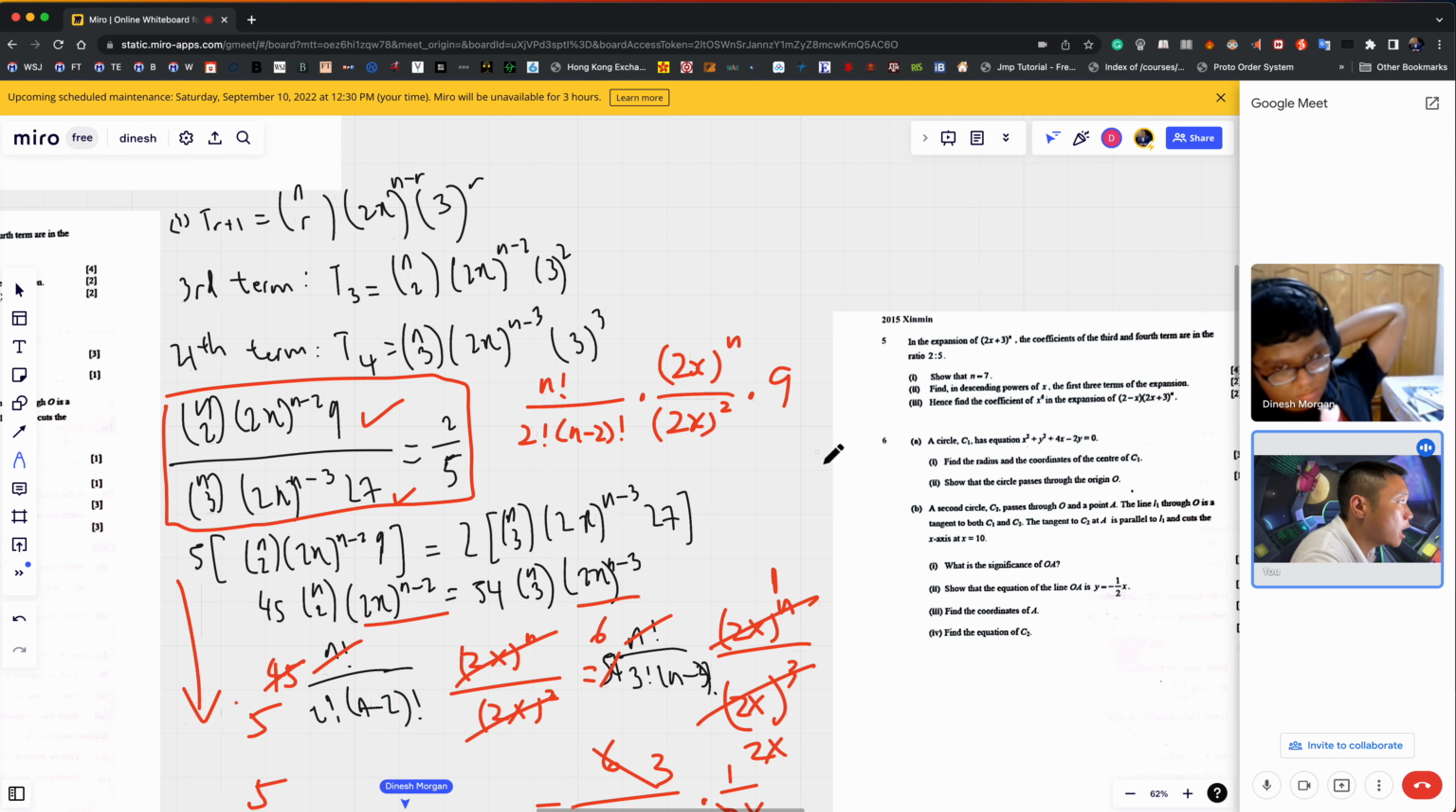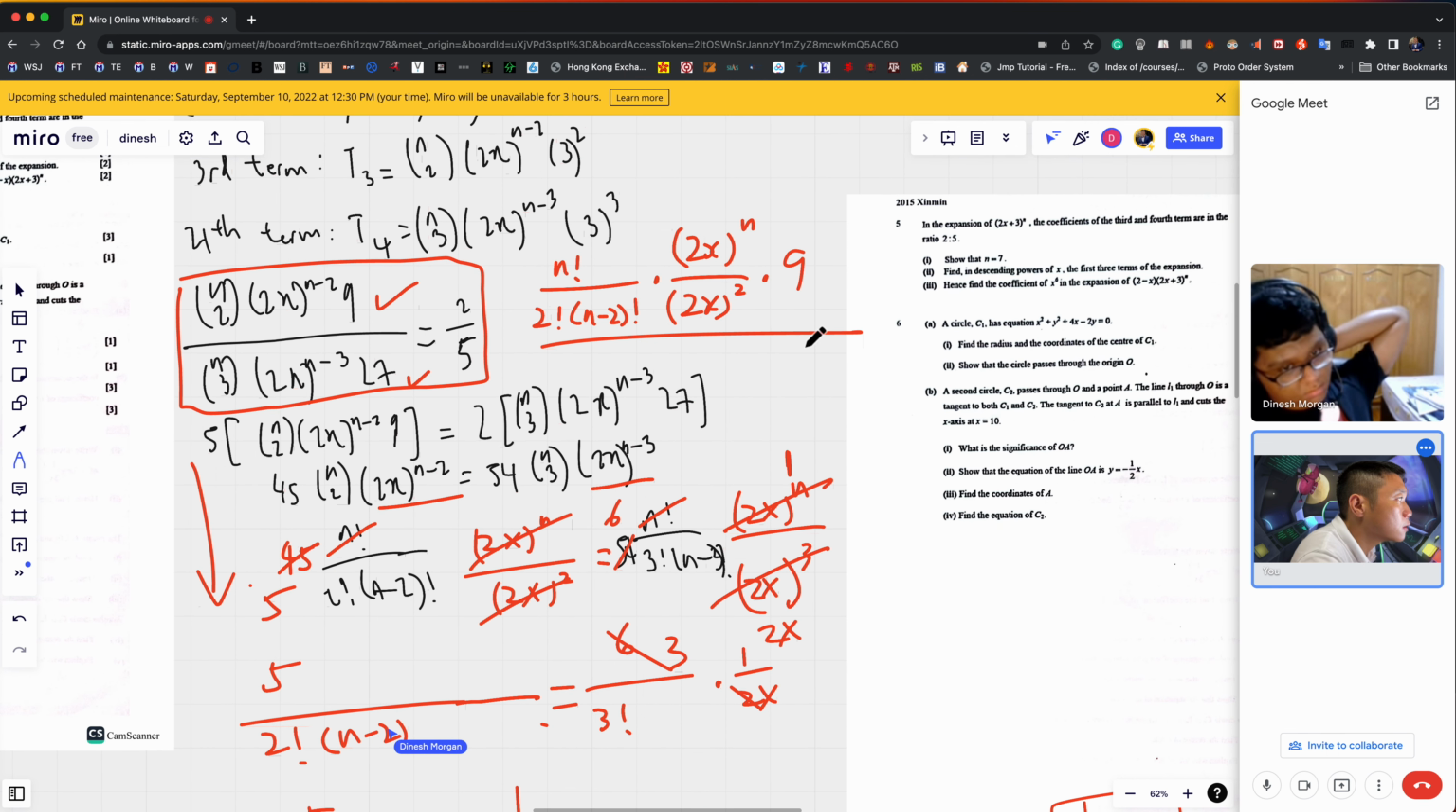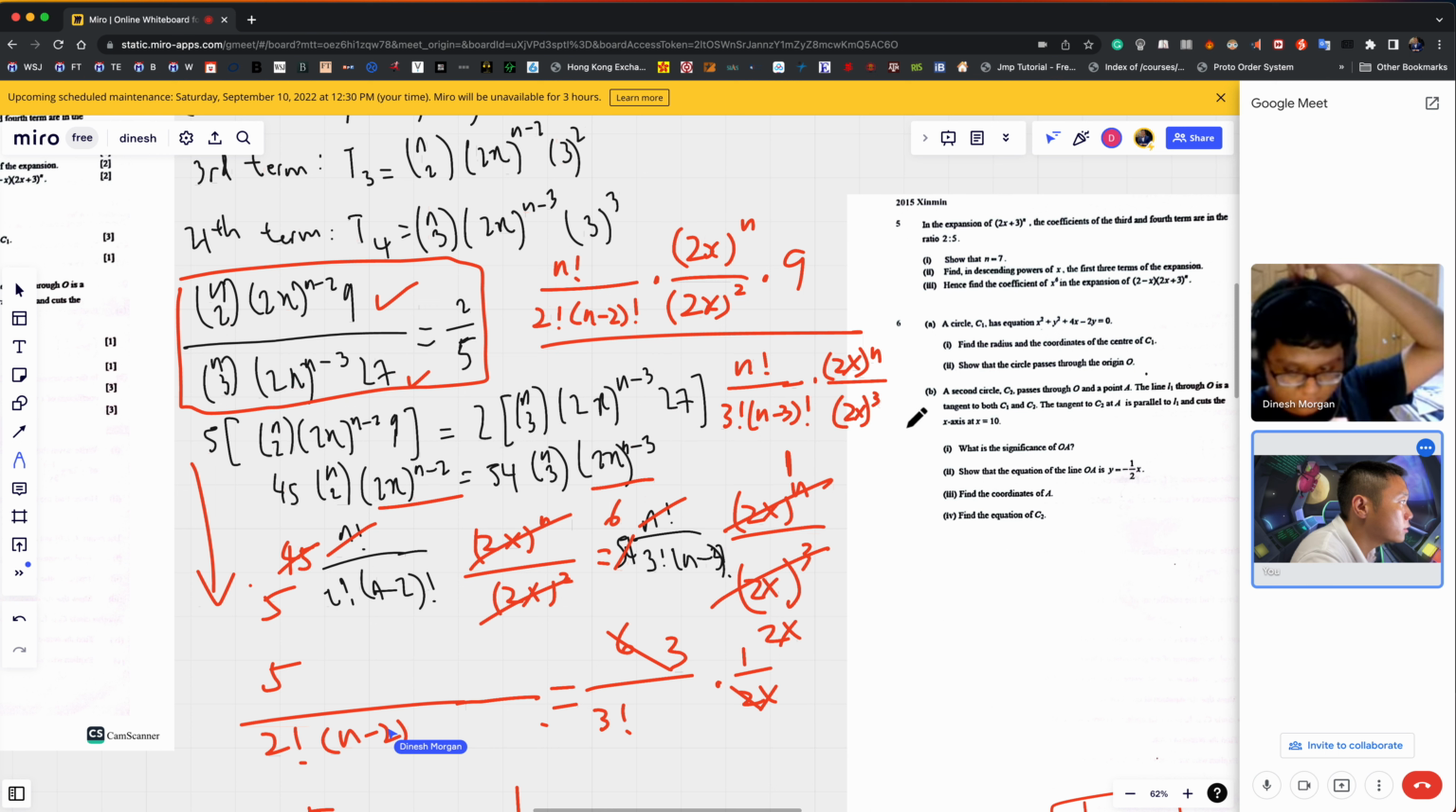Then this is 9. Then below is n factorial, 3 factorial, then n minus 3 factorial. Then over here is 2x to the n. Then this is 2x to the 3. Then this is 27. So I think you can delete the 9. You can delete the 9. So you get 3 below.